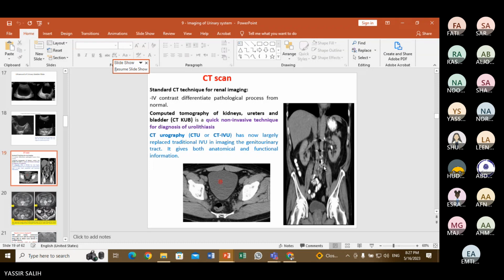So إذا جبنا لك أي ستوري لبيشنت suspected stone، يعني definitely إنه في ستون، عنده hematuria severe مثلا left or right loin pain or flank pain، يعني عنده ureteric stone، the best is CT, the best.